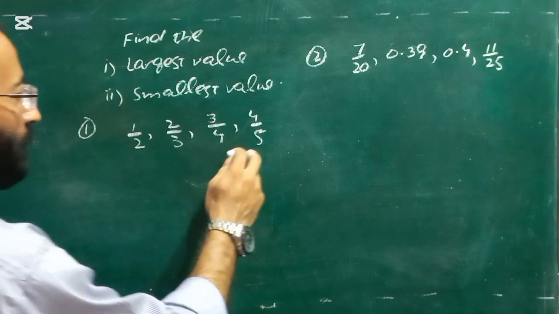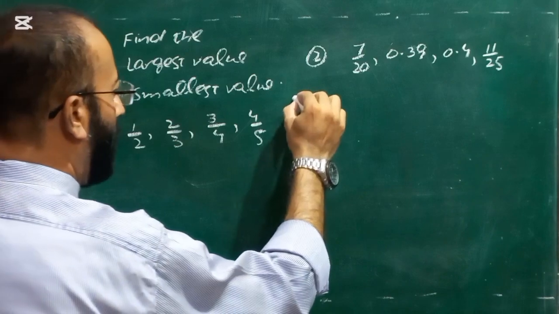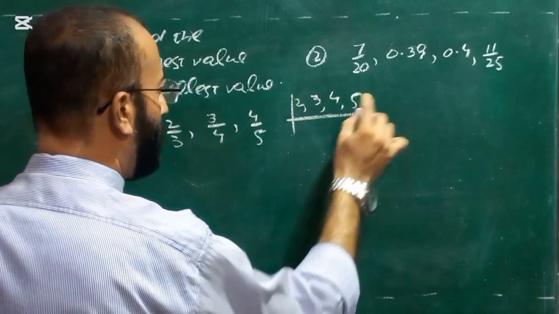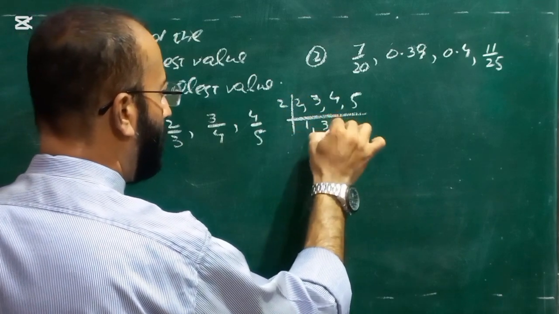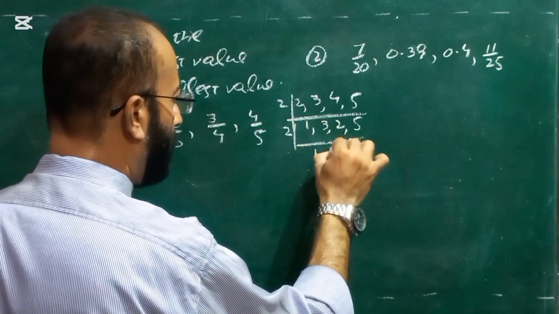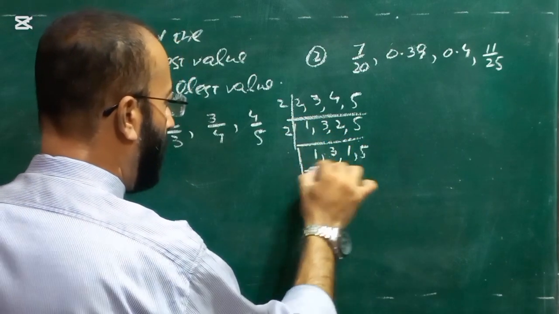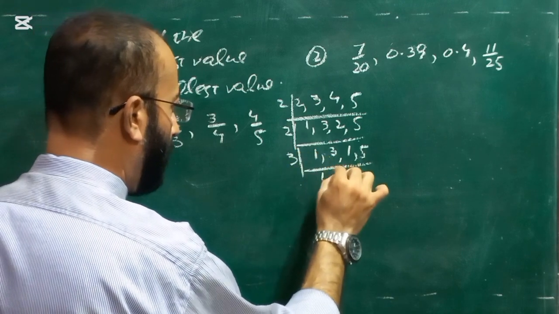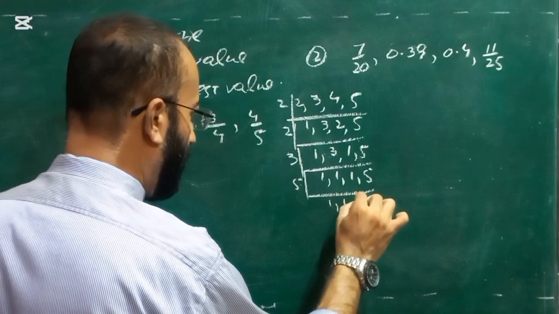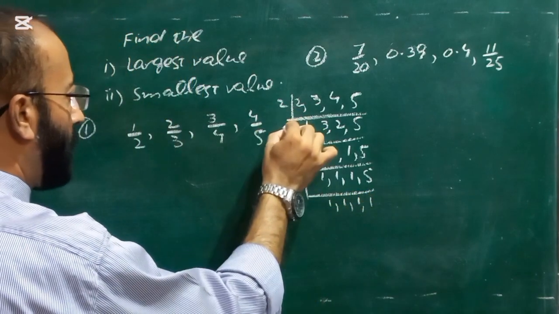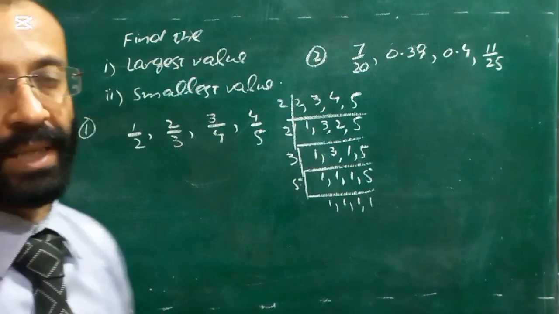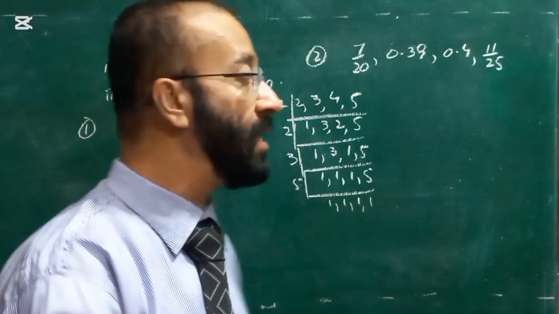So 2, 3, 4 and 5's LCM will be, 2, 3, 4, 5. So 2 ones are 2, 2 twos are 4, 2 ones are 2, 3 ones are 3, and 5 ones are 5. So the LCM is 2 twos are 4, 3 fours are 12, 5 twelves are 60. So 60 is the LCM. The next step will be we will multiply 60 with every fraction.